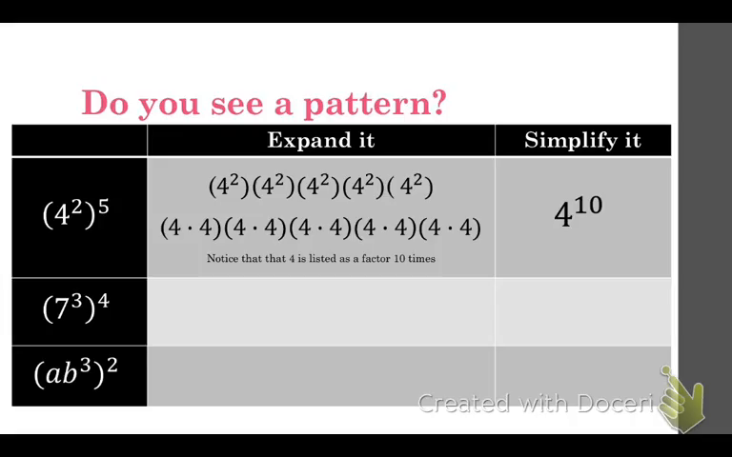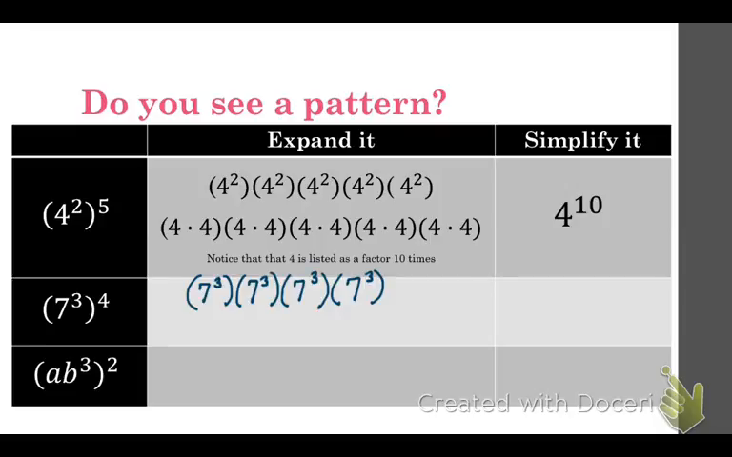Now, let's see if we notice another pattern. When I have 4 squared raised to the 5th power, notice that that means that 4 squared is there as a factor 4 times, and then I can expand each of those further to see that I have a total of 10 factors of 4. So I'm going to expand 7 cubed raised to the 4th power.